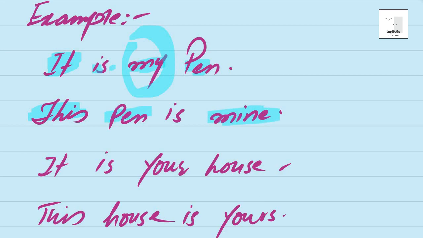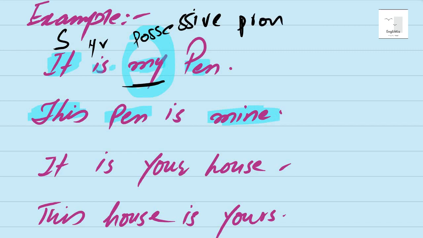So as far as the structure of the sentence is concerned, it is my pen means it has been used as a subject, and is a helping verb. My is showing possession, that is possessive pronoun. And pen is the object.